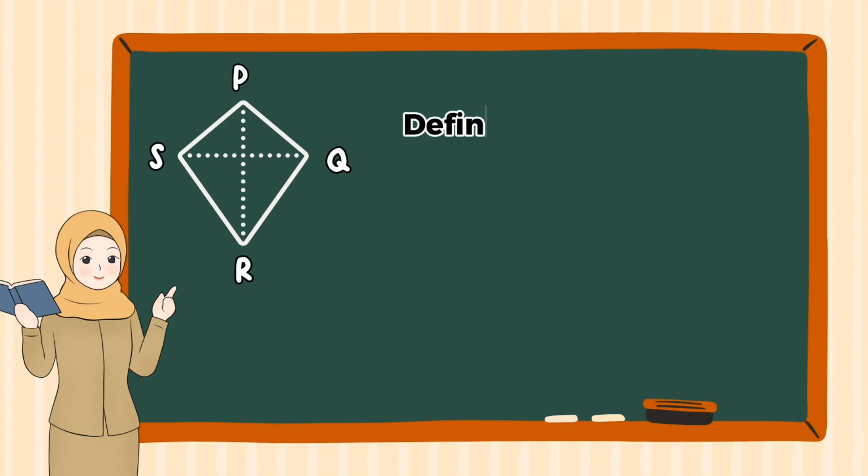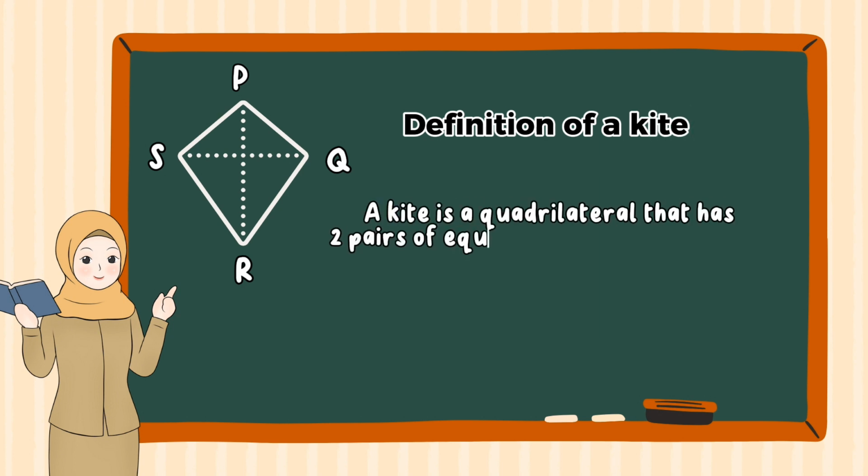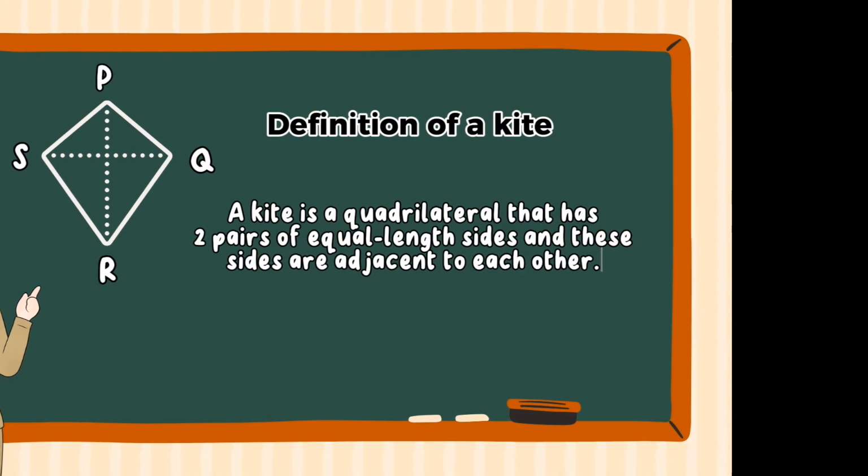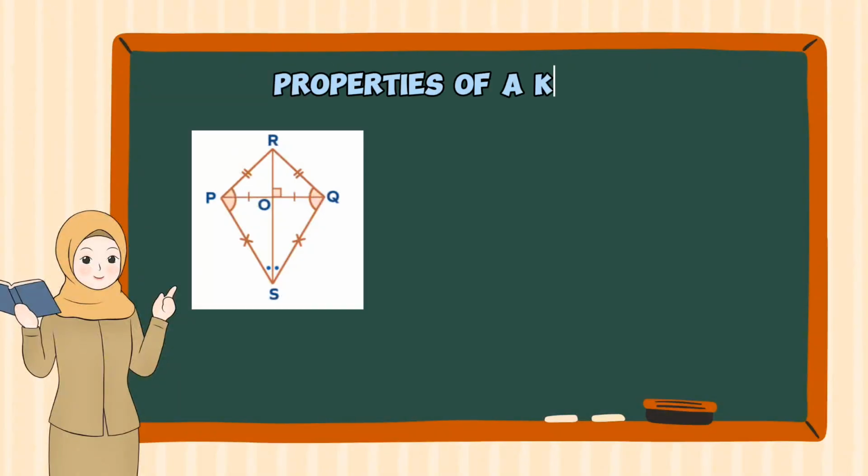Before we discuss the contextual problem, we need to understand the definition of a kite. A kite is a quadrilateral that has two pairs of equal length sides and the sides are adjacent to each other. Let's learn the important properties of a kite in geometry.